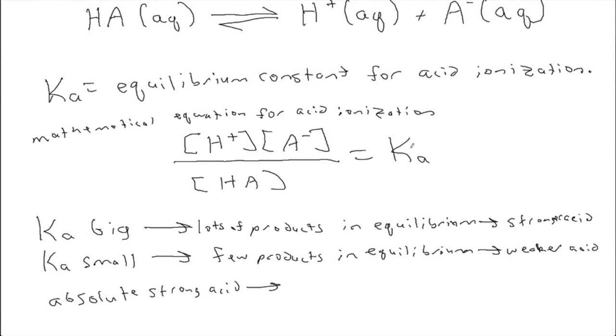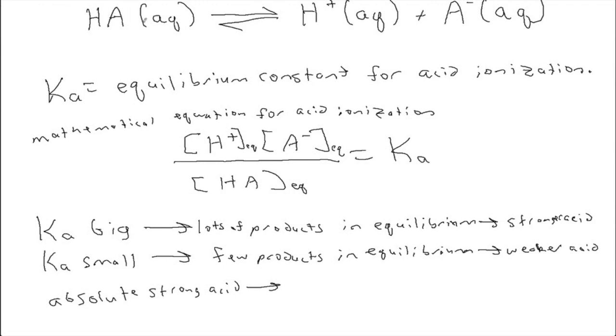Because for an absolutely strong acid, what would go on the bottom here? Would it be H plus and then H? Let me help you with that. These are the concentrations in equilibrium. So if you have an absolutely strong acid, how much HA is there going to be in equilibrium?